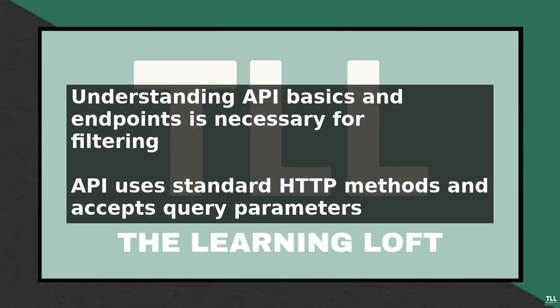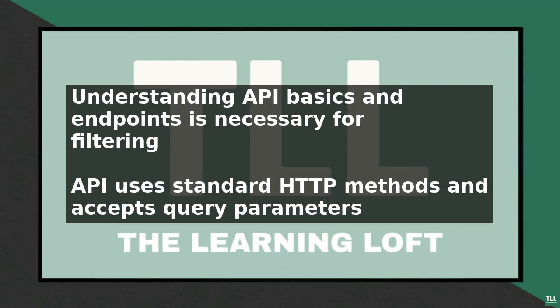Step 2. Choosing the right endpoint. The first step is to choose the right endpoint for the data you want to filter. For example, if you want to filter invoices, you would use the invoices endpoint. You can find a list of available endpoints in the Bill.com API documentation.